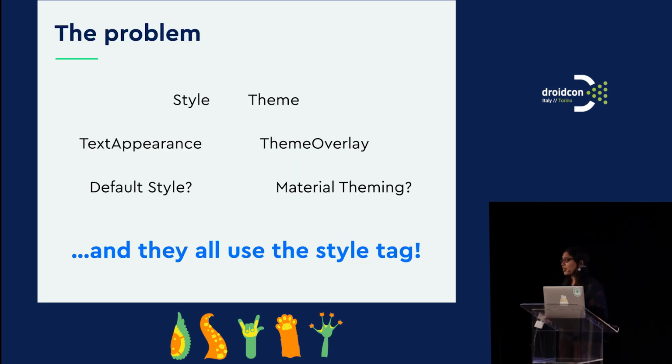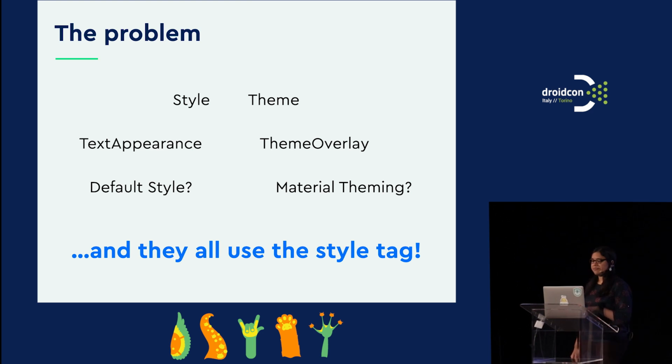Why are we even talking about styles? Is there a problem? When it comes to styling on Android, you have a lot of choice, but this can also lead to some confusion. For example, you may use a style, a theme, a text appearance, a theme overlay, a default style, which is something that might be applied even if you don't do anything.